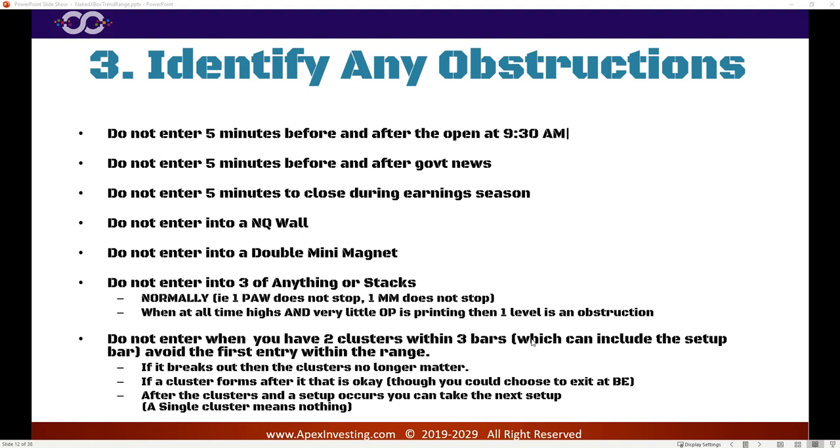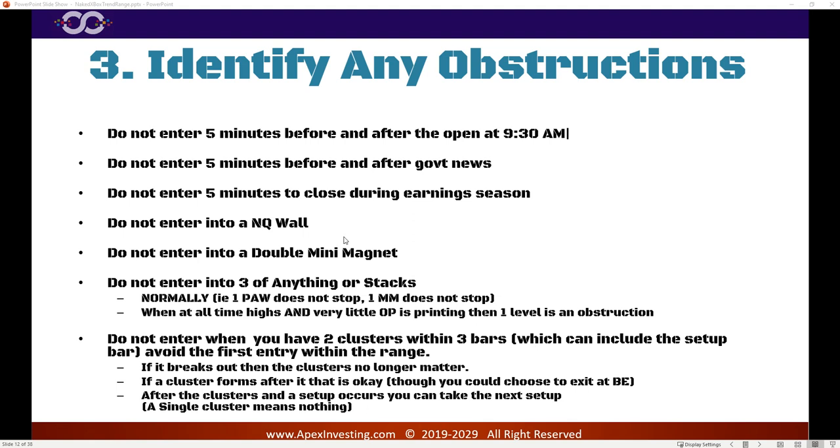Yeah, JP. Now, if it breaks out of the range, if those clusters make a range and the market breaks out of that, then it doesn't matter anymore. We're out of that chop. If a cluster forms after that, that's okay. It's about 2 clusters within 3 bars. After the clusters and a setup occurs, you take the next setup. We see that chop, we have a setup, we don't take it, we take the next setup. That way we make sure we're out of the chop.